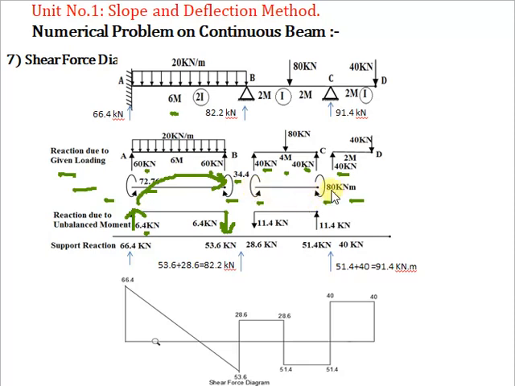34.4. Now take the difference between these 80 and 34.4, divided by span 4. We have 11.4 kilonewton as a reaction. Now first show below the maximum moment. So this is the maximum moment. Below it you show the arrow, and you have to show it in the upward direction.